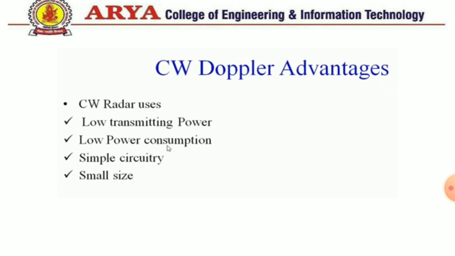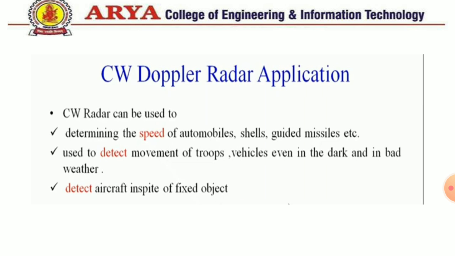Here are some advantages of the continuous wave radar system. First is low transmitting power and low power consumption, and the circuitry is simple and small in size.